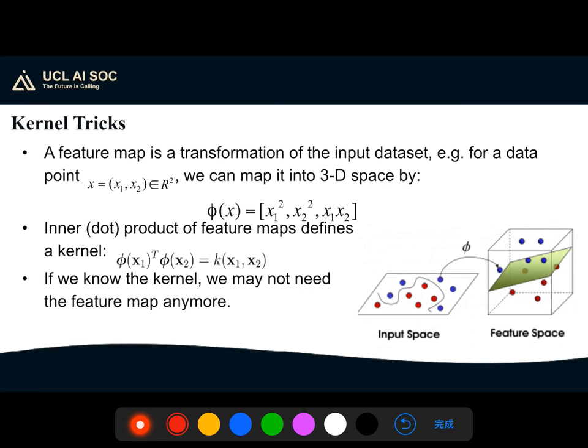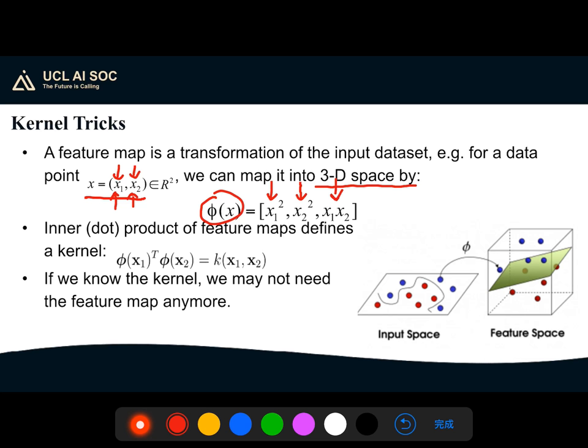For example, given a data set X that has two dimensions, x1, x2, in the 2D space, right? We can map it into 3D space by the feature map function like this. That means for the original data, we have only two dimensions, x1 and x2. After transformation using the feature map, we have three axes or three dimensions. The first dimension is given by x1 squared, and the second is x2 squared. The third one is x1 times x2. So that means we increase the dimension of the data, and that makes the data more sparse.